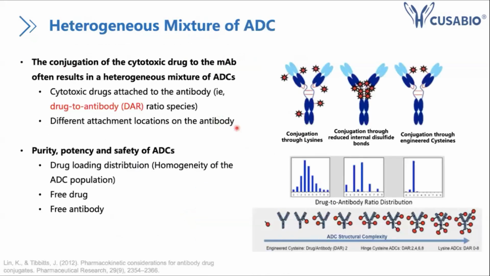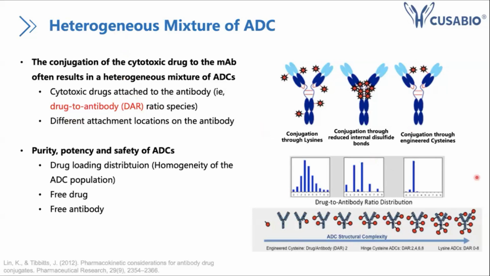If someone is wondering why the PK analysis of the ADC is so difficult and challenging, in my personal opinion, the resulting heterogeneous mixture of the ADC is the reason. This is because after the conjugation of the payload to the antibody structure, it will affect the DAR of the ADC. So what is the DAR? The DAR is the drug-to-antibody ratio.